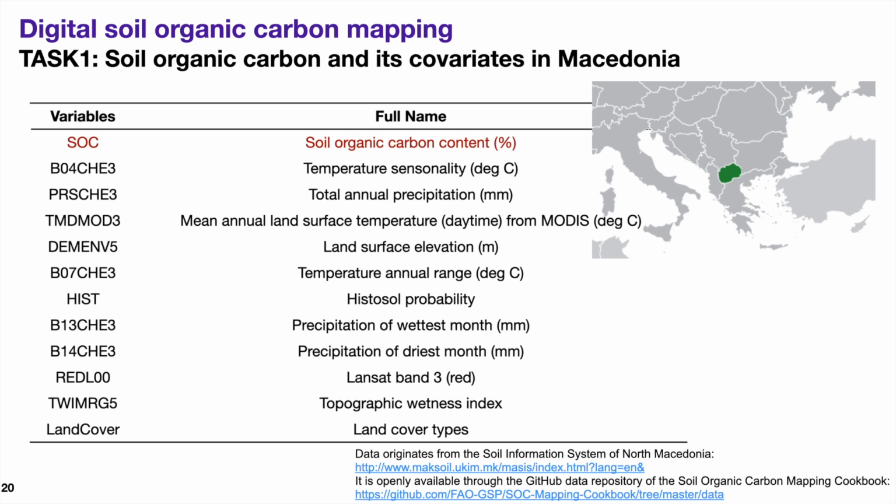Apparently, soil carbon will be the prediction target. And in this practice, we have 11 different environmental variables that can serve as predictors in the random forest. The abbreviations and full names of these variables are listed in this table.